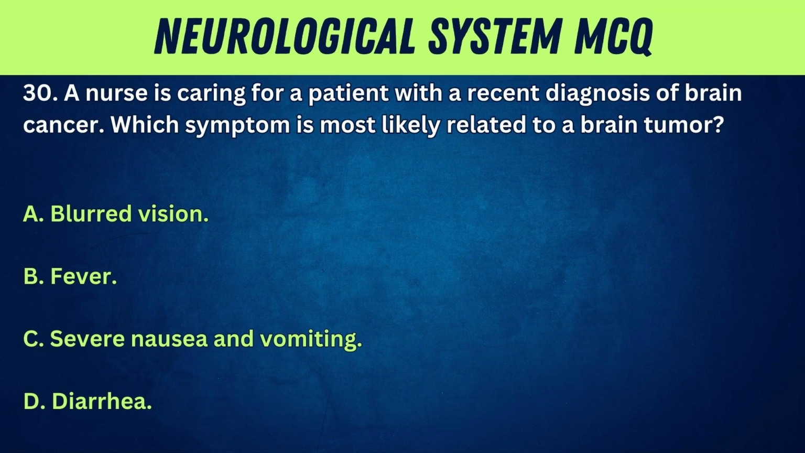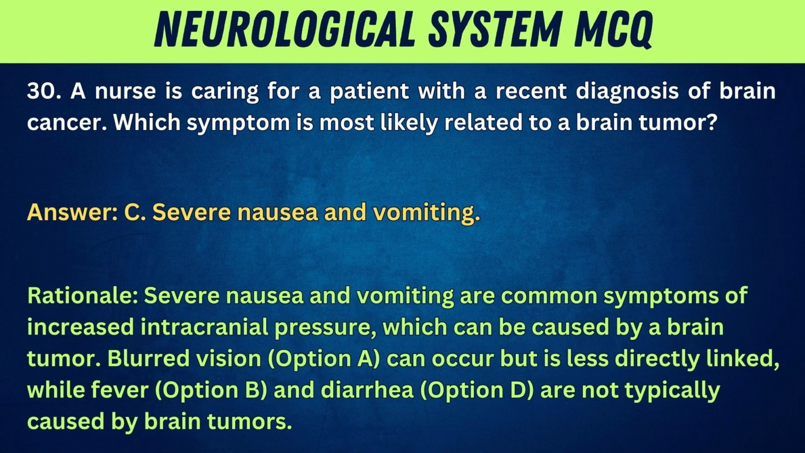30. A nurse is caring for a patient with a recent diagnosis of brain cancer. Which symptom is most likely related to a brain tumor? A. Blurred vision. B. Fever. C. Severe nausea and vomiting. D. Diarrhea. Answer: C. Severe nausea and vomiting. Rationale: severe nausea and vomiting are common symptoms of increased intracranial pressure, which can be caused by a brain tumor. Blurred vision, option A, can occur but is less directly linked, while fever, option B, and diarrhea, option D, are not typically caused by brain tumors.